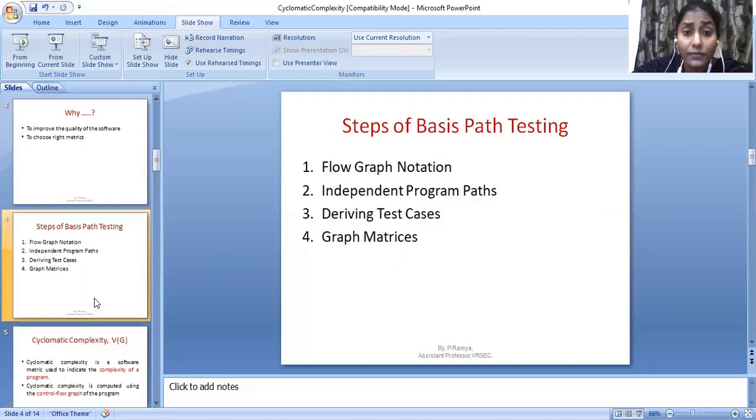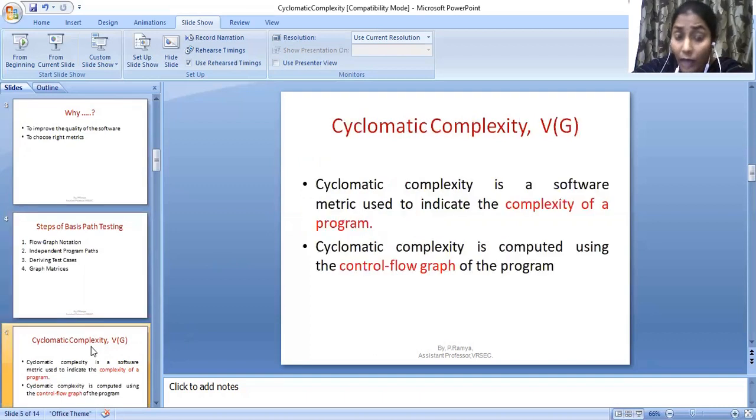Before going to the first step of basis path testing, I will just introduce you to a term called cyclomatic complexity. Cyclomatic complexity is a quantitative metric which will let you know the complexity of the program, right? The lower cyclomatic complexity will result in low risk, and it is easy to modify and easy to understand, whereas it is vice versa for a high complexity.